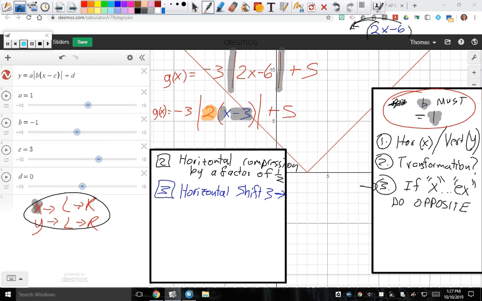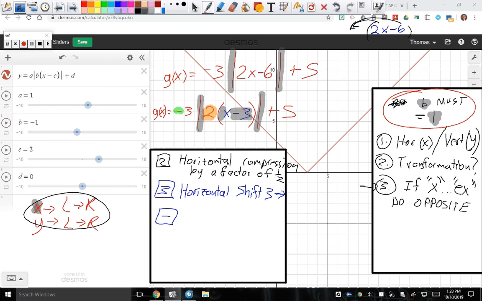Okay, so now we're done with all the x's. So let's jump outside of these walls. Let's jump outside of the absolute value. And the first thing that we're going to now look at is that negative. Please don't look at the negative 3 as one huge transformation because it's actually 2 transformations. Okay? So this negative, what's the first word that I write? Vertical, nice. Because it's not with the x.